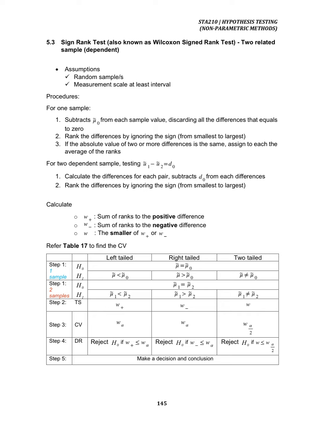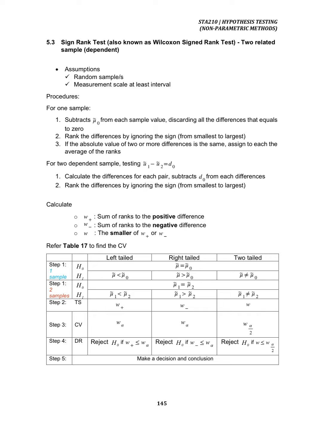But again, for the two related samples, if we have two dependent samples, meaning that we want to test the median 1 minus median 2 equals d naught, what should we do? First, we calculate the difference for each pair. Then we subtract the d naught from each difference, if any, if the difference has been mentioned in the question. Then we rank the differences by ignoring the sign, from smallest to the largest.